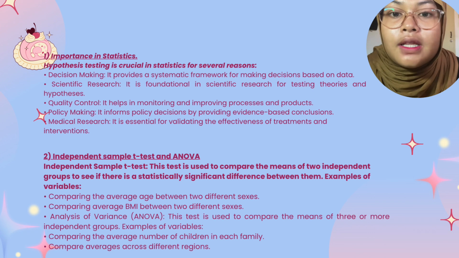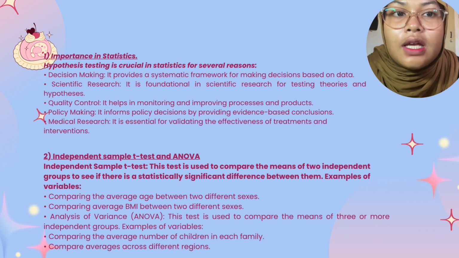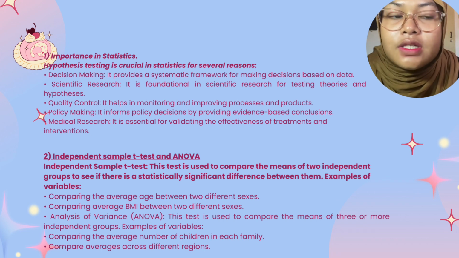2. Independent sample test, t-test and ANOVA. Independent sample t-test: this test is used to compare the means of two independent groups to see if there is a statistically significant difference between them. Examples of variables: comparing the average age between two different sexes, comparing average BMI between two different sexes. Analysis of variance, ANOVA: this test is used to compare the means of three or more independent groups. Examples of variables: comparing the average number of children in each family, comparing average across different regions.